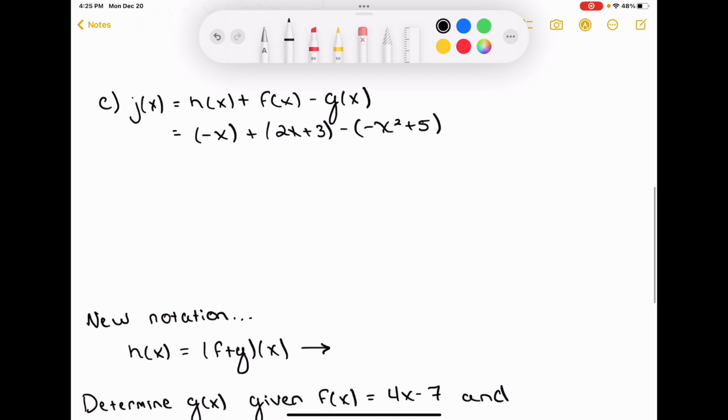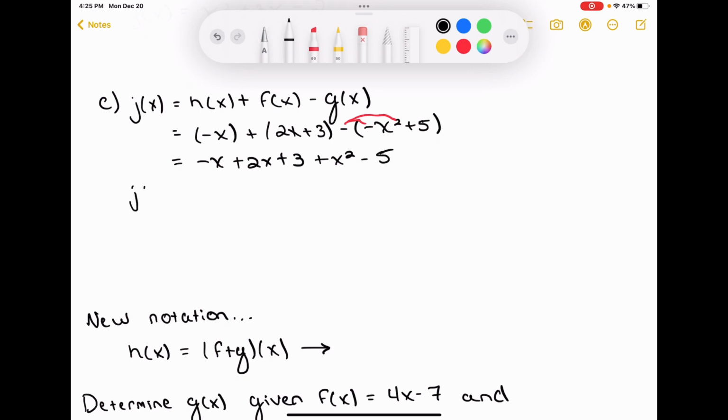So if we do some work with the simplifying here, well, a negative x, that just means we have a negative x here. Then we add the 2x plus 3 that were a part of f of x. But then yet again, we have to distribute this negative to both of these two terms on the g of x. So we have plus x squared because the negative times the negative x squared gives us a positive. And then yet again, the negative times the positive 5 is going to give us negative 5 here.